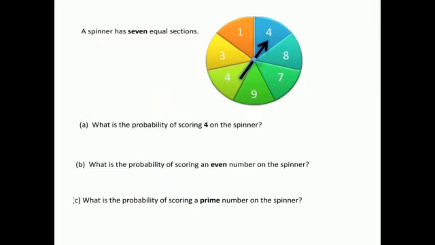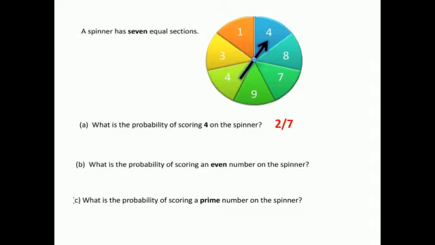Again, one more spinner is there. It is given that the spinner has 7 equal sections. What is the probability of scoring 4? You can see the spinner here. The numbers are not consecutive, they are only written in a separate way. You can see two 4s are there. Your answer is 2 by 7.